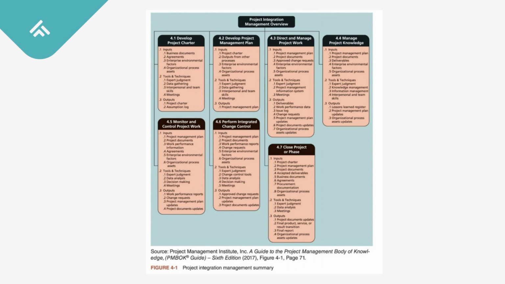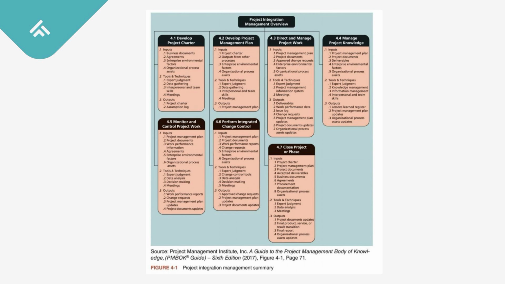And the third is direct and manage project work. Purpose: actually do the work defined in the plan. The inputs: project plan documents, approved changes. And the tools: expert judgment, project management tools. The outputs: deliverables, progress reports, issue logs. Example: teams start coding, building, or installing equipment.